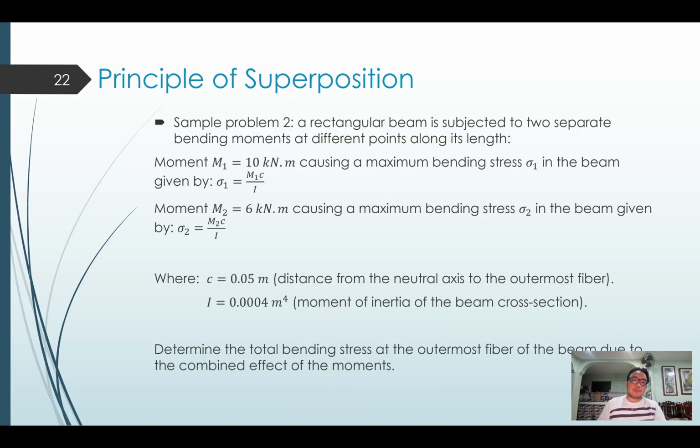Sample problem 2. A rectangular beam is subjected to two separate bending moments at different points along its length. We have the moment M1 equal to 10 kilonewton meter, causing a maximum bending stress of sigma 1 in the beam, given by sigma 1 equal to M1 C over I.